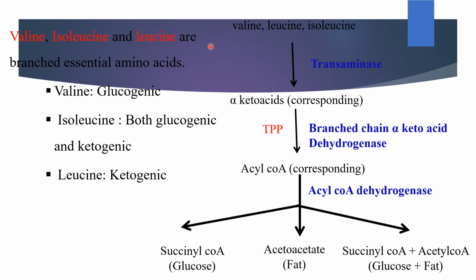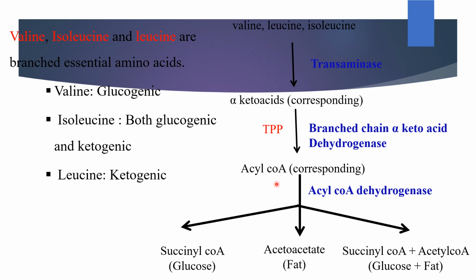All these amino acids undergo a similar sequence of reactions. They undergo transamination followed by oxidative decarboxylation via the enzyme branched chain alpha keto acid dehydrogenase, followed by acyl coenzyme A dehydrogenase. So there is a common pathway for all these three amino acids. The branched chain alpha keto acid dehydrogenase is a complex enzyme, and I'll tell you what the different coenzymes are that are required for sustenance of this step.